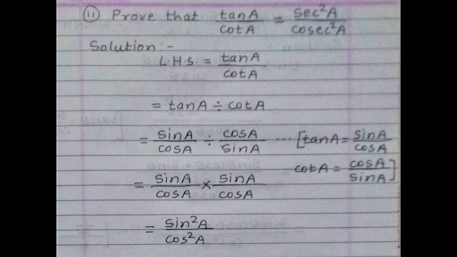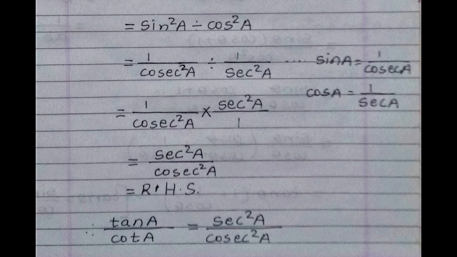Let's see. Tan A is equal to sin A upon cos A, divided by cot A, which is cos A upon sin A. Now, as you know, division converts into multiplication, so the reciprocal of cos A upon sin A becomes sin A upon cos A. So, sin A upon cos A into sin A upon cos A. So, it is sin square A upon cos square A.